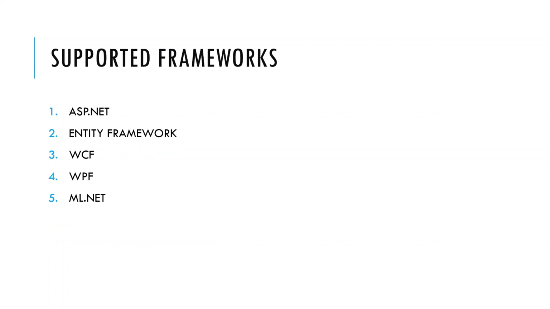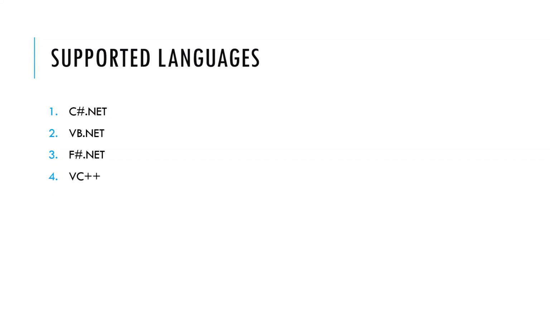.NET has different internal smaller frameworks for developing different kinds of applications: ASP.NET for developing web applications, Entity Framework for data access related functionality, WCF for service-oriented applications, WPF for Windows applications, and ML.NET for artificial intelligence. Supported languages: .NET supports more than 100 languages like C#, VB.NET, F#, VC++, etc.